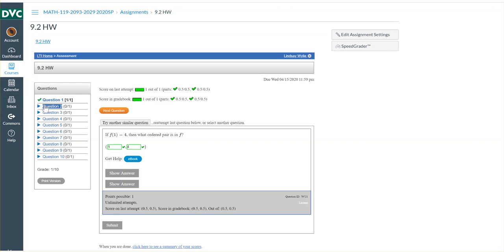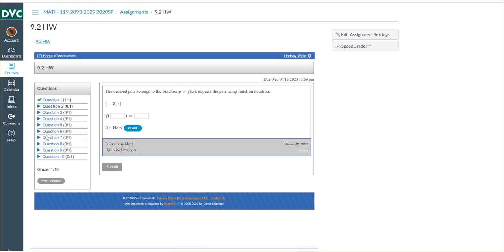Okay, let's go ahead and do question 2 as well. So here we have the ordered pair and we're asked to use the function notation. So f of x, the x here is -3. F of x, f of -3, that whole thing is a y value, and the y value here is 4.